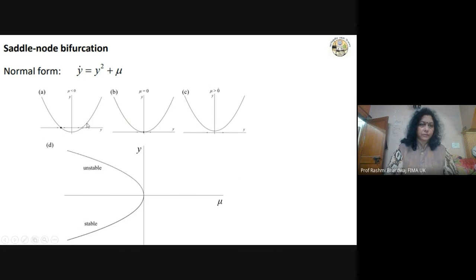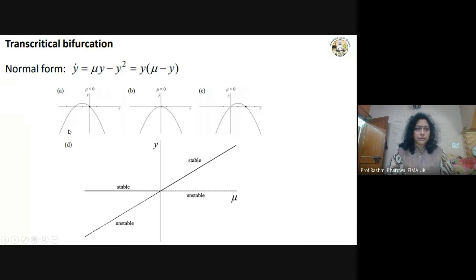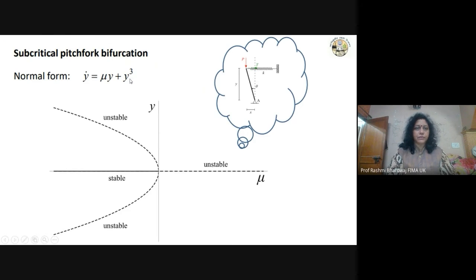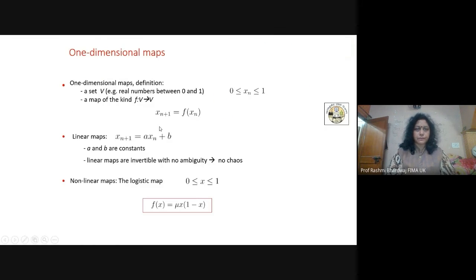This is the function. If mu is less than 0, you are getting a stable form. These are the different forms, stable and unstable. With this type of example, you have a pitchfork bifurcation. So you have this stable one and these two stable ones. If you have a plus sign, you have only this stable one and these are unstable forms.